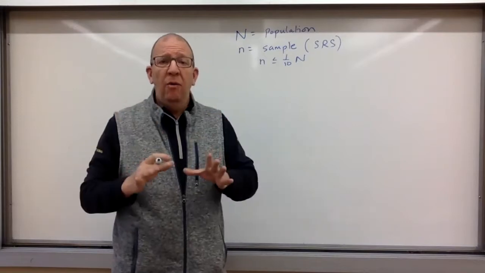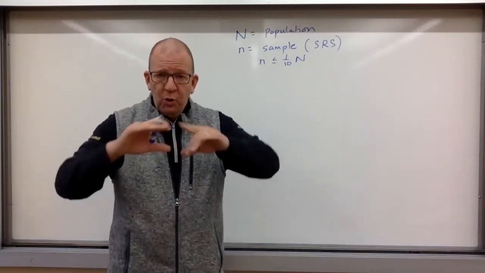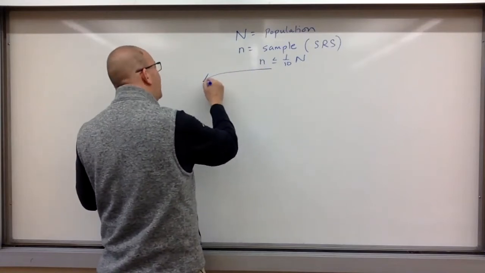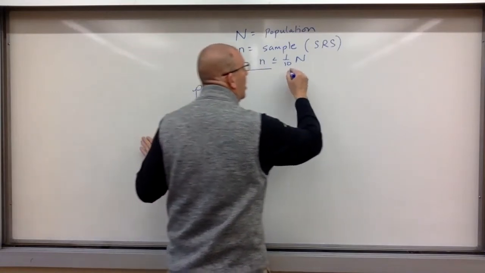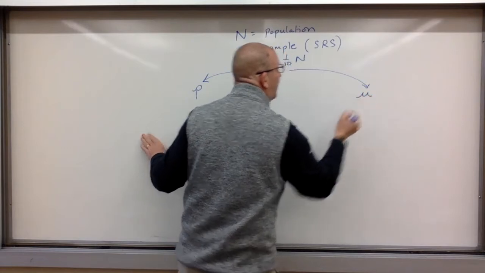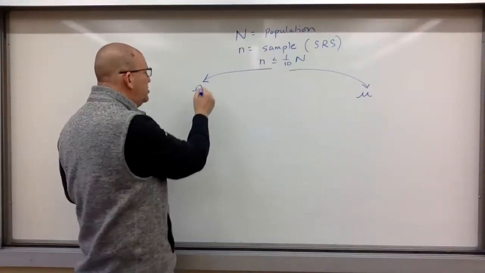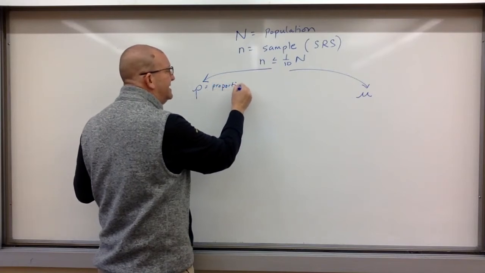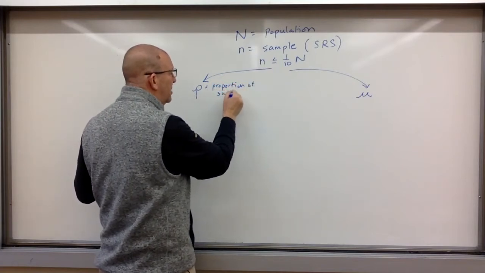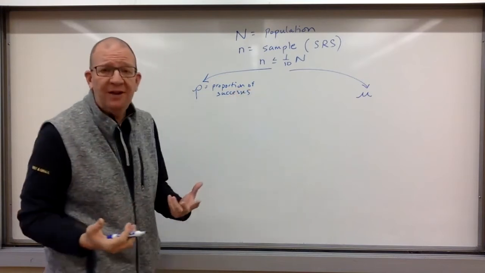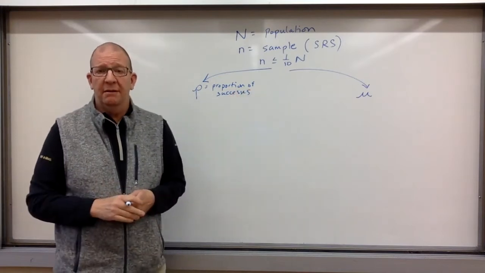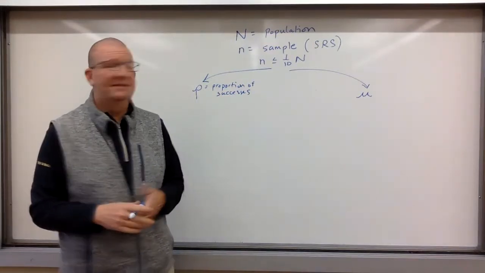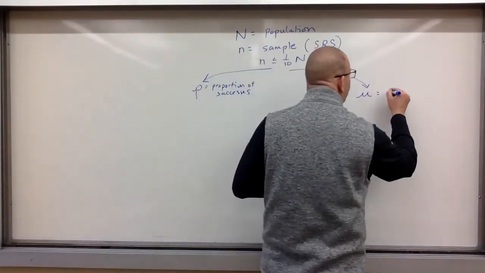Okay, so now, once we've satisfied that, we go one of two paths. I'm either going to go the proportion path, or I'm going to go the mean path. Now the proportion path, this will be the proportion of successes. Now, a success is whatever you're trying to measure. How many people are left-handed? Or what proportion of people are left-handed? If you survey people, if they say yes to being left-handed, that's a success. The mean is the mean.